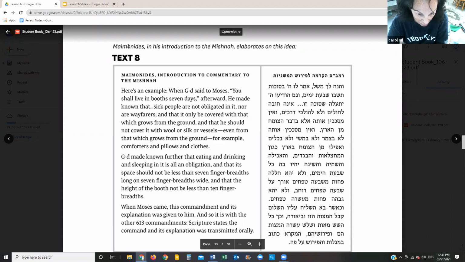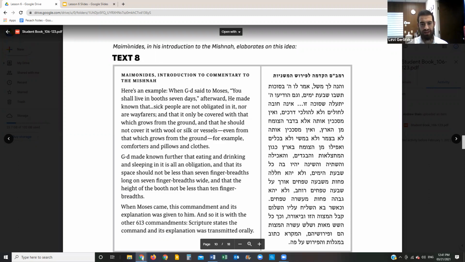When Moses came, this commandment and its explanation was given to him. And so it was with the other 613 commandments. Scripture states that the commandment and its explanation was transmitted orally.